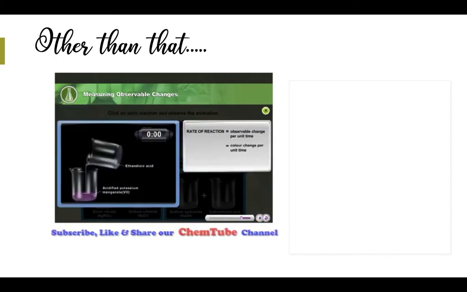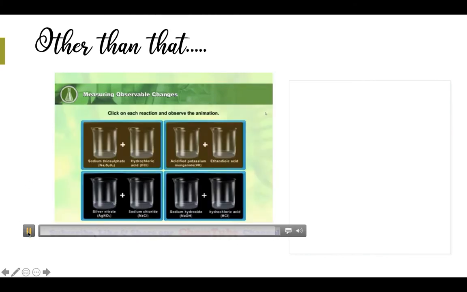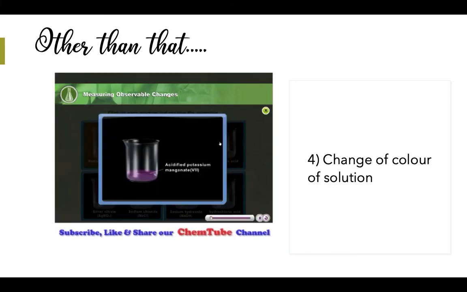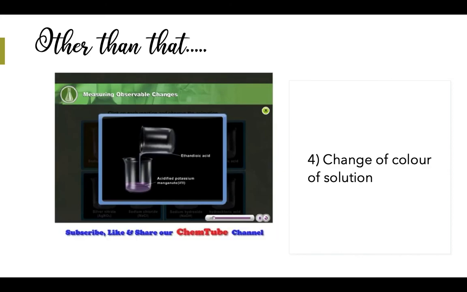We can determine the rate of reaction by measuring how long it takes for acidified potassium manganate(VII) solution to decolorize. Alright, so number 4, the observable and measurable change is the change in the color of the solution. Okay, because the color of the acidified potassium manganate(VII) will change from purple to colorless.